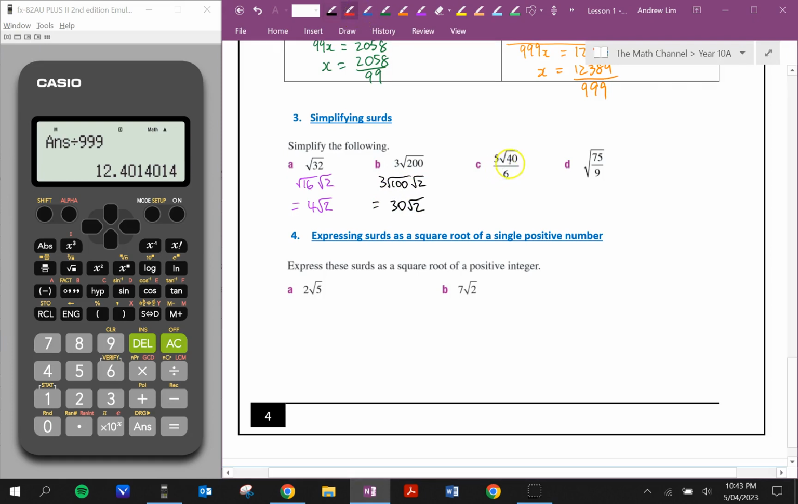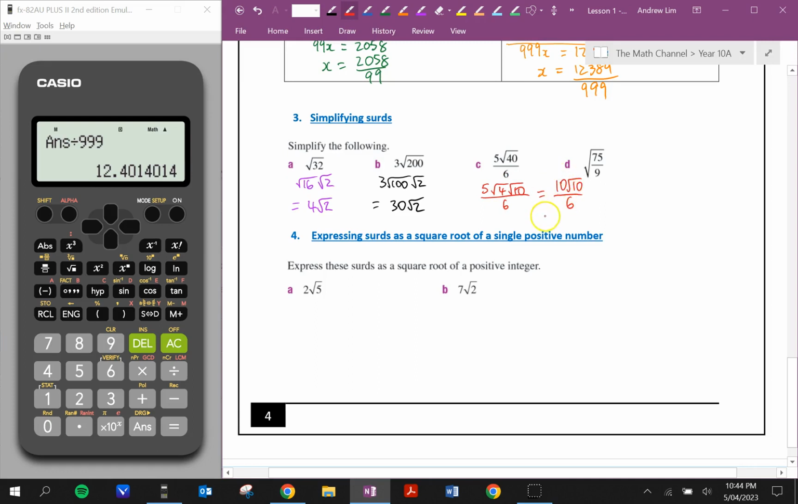Question C. Root 40. What can I divide that into? Okay, what two numbers multiply to 40, where one of them is a square number? I can think of 4 and 10. So we get 5 times root 4 times root 10 over 6. Well, the square root of 4 is 2. 5 times 2 is 10. So we've got 10 root 10 over 6.